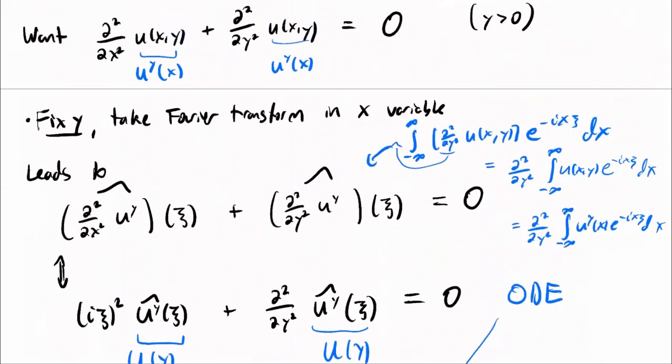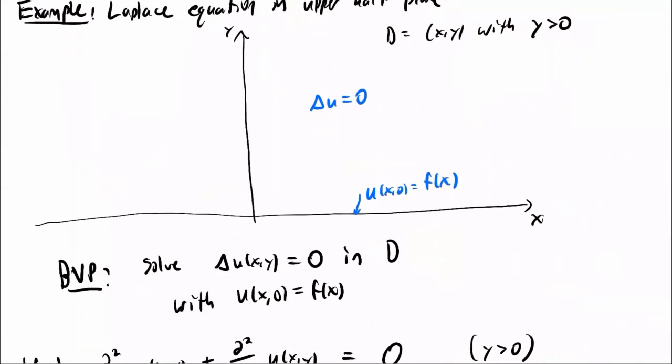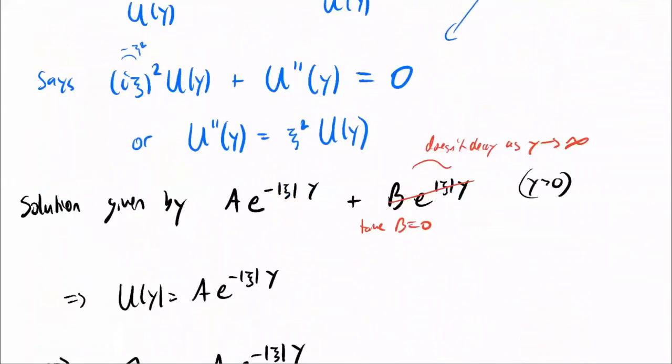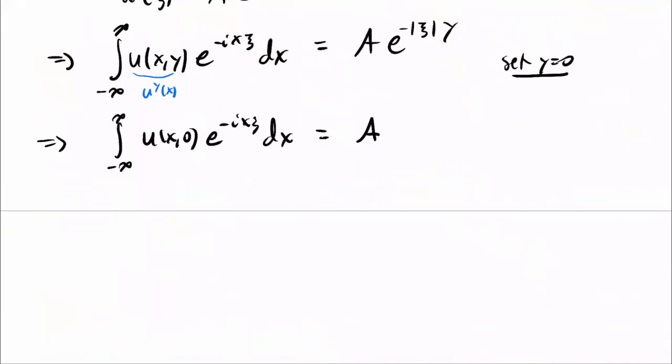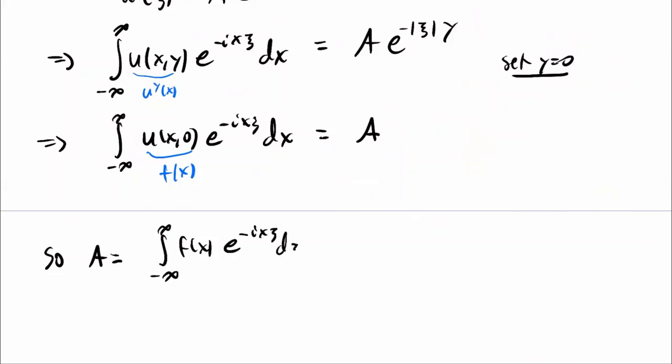But remember, we also had this initial condition, or this boundary condition, which is that when y is equal to 0, we want u equal to f, right? And so if I come down here and plug that in, well, this is just f of x. And so this tells me that a is equal to the integral from minus infinity to infinity of f(x) e to the minus ixc dx. And so therefore, this is just the Fourier transform of f. So a is equal to f hat of c, the Fourier transform of the boundary condition.